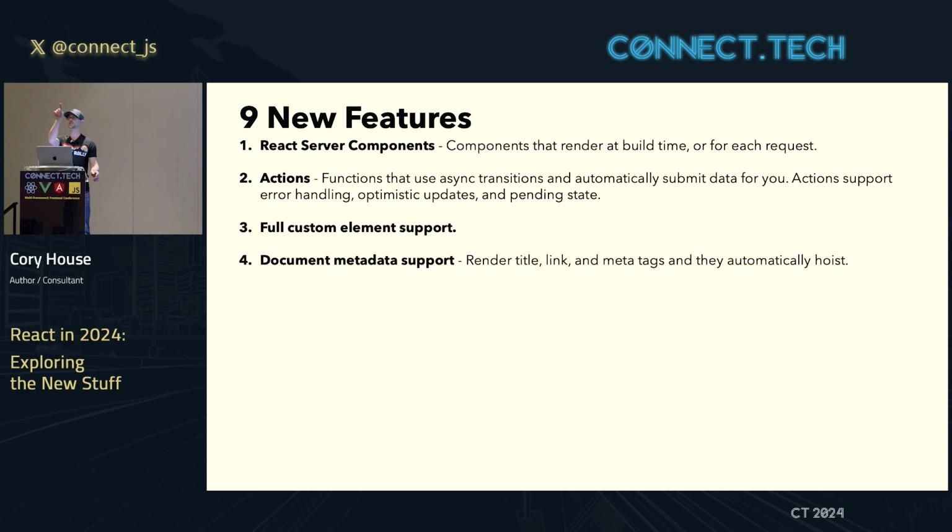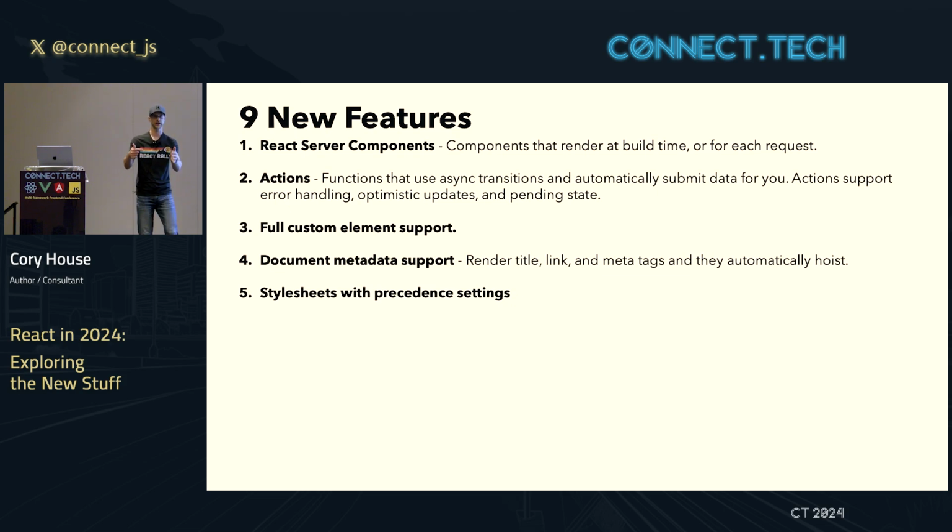Document metadata support. As we saw, I put a little title tag in, and it just renders into the head. The other nice thing is this automatically hoists. You can have multiple, you can put them in lots of different components, and it's all going to end up in the head. Now we have style sheets with precedence settings, so I can import those style sheets in any one of my components, and I can say, this one's high priority, this one's medium priority, this one's low priority, so I can make sure that they end up in the right order in the head, and I can compose them in any component. Really cool stuff.